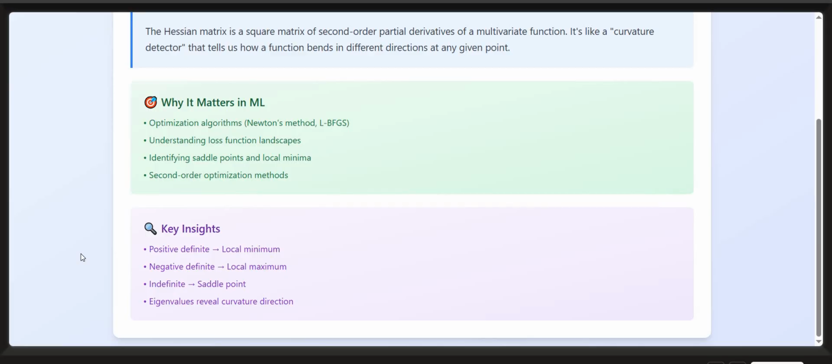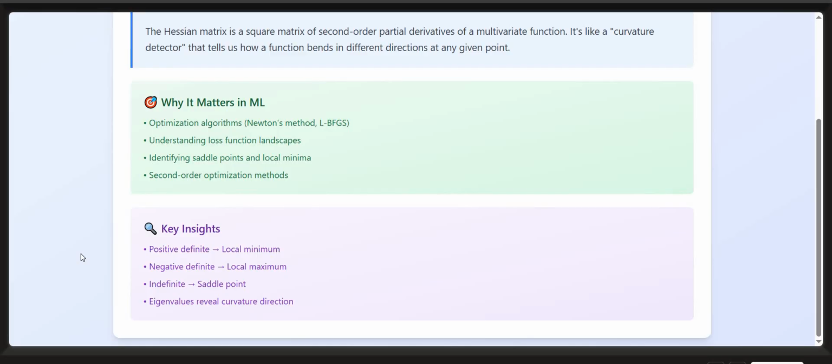If it is negative definite, so all the eigenvalues are negative, we are at a local maximum. The function is curving downward in all directions, like standing at the top of a hill. If the Hessian is indefinite, meaning it has both positive and negative eigenvalues, then we are at a saddle point. So in some directions the function increases and in others it decreases. Kind of like sitting on an actual horse saddle, okay?